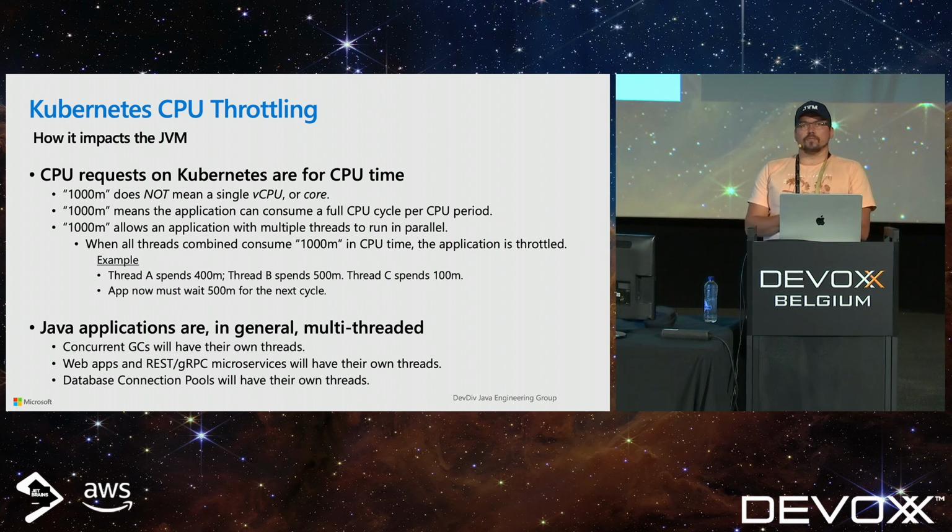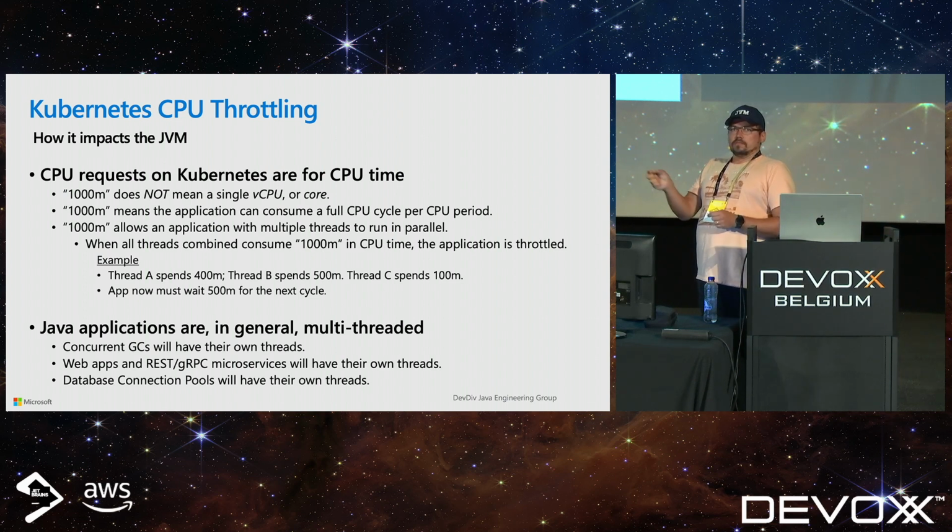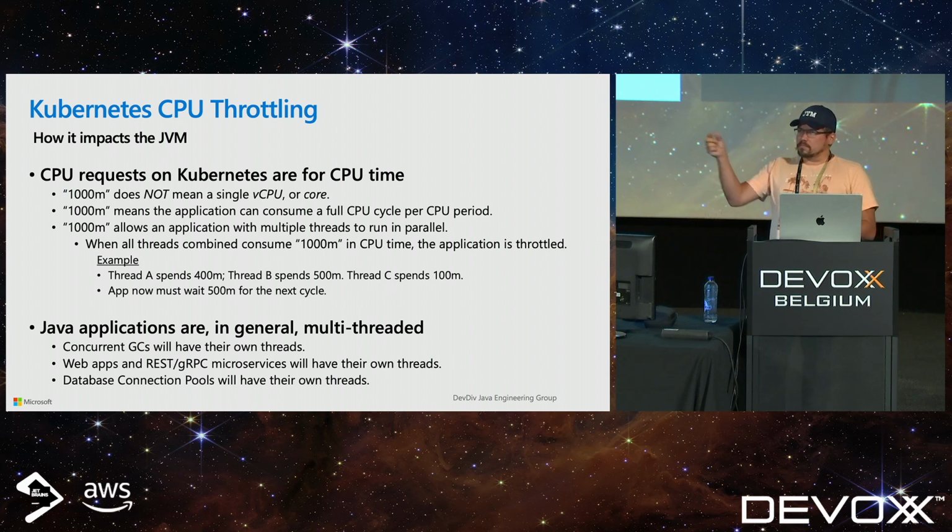And that is true on Kubernetes. The thing with Kubernetes, though, is that if you set 1,000 millicore and you're running multiple threads, most likely your application is being throttled. Most likely your application is getting these little pauses every CPU cycle, not every CPU cycle, but enough that eventually you can observe that over time.